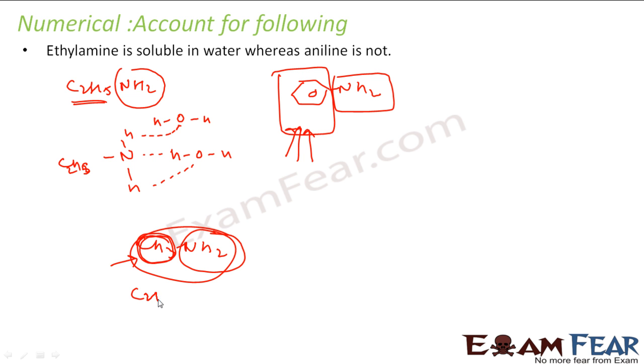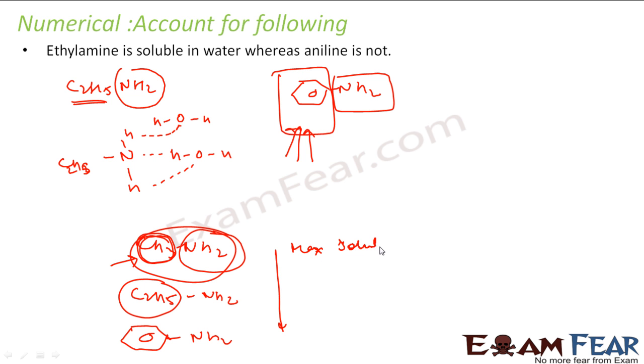So if you keep increasing the water insoluble part, the solubility will decrease. So if you see, the solubility is decreasing. This is the maximum soluble, and this is the minimum soluble in water.